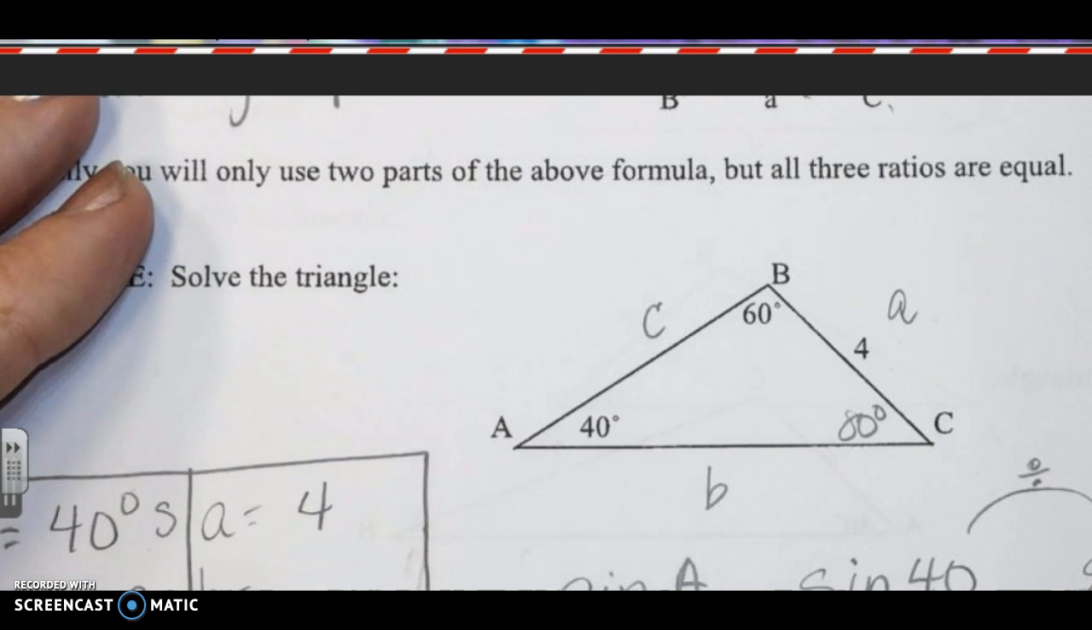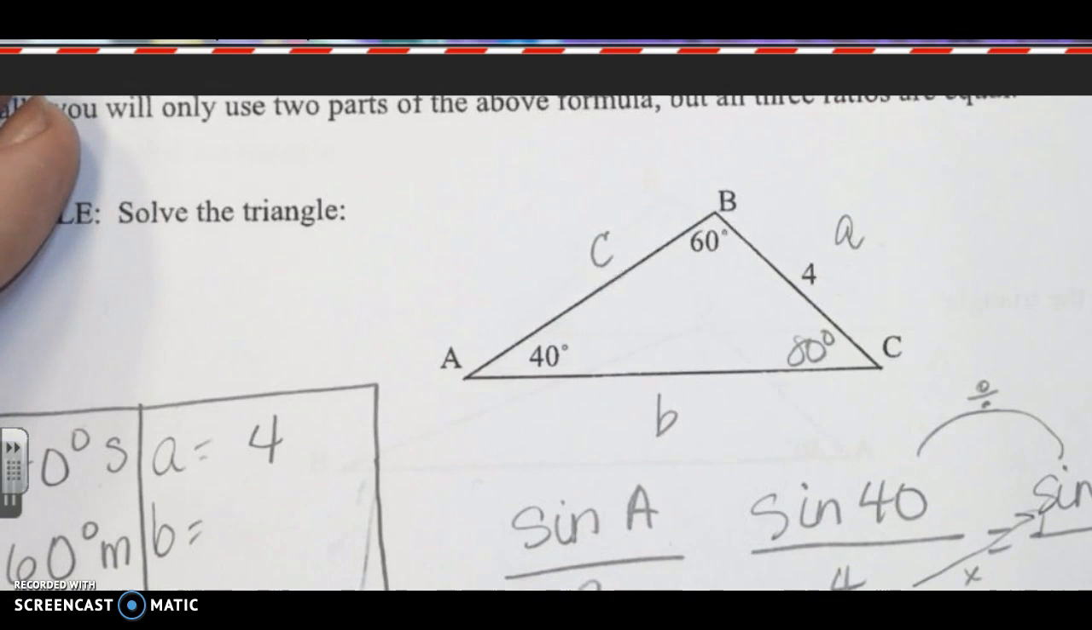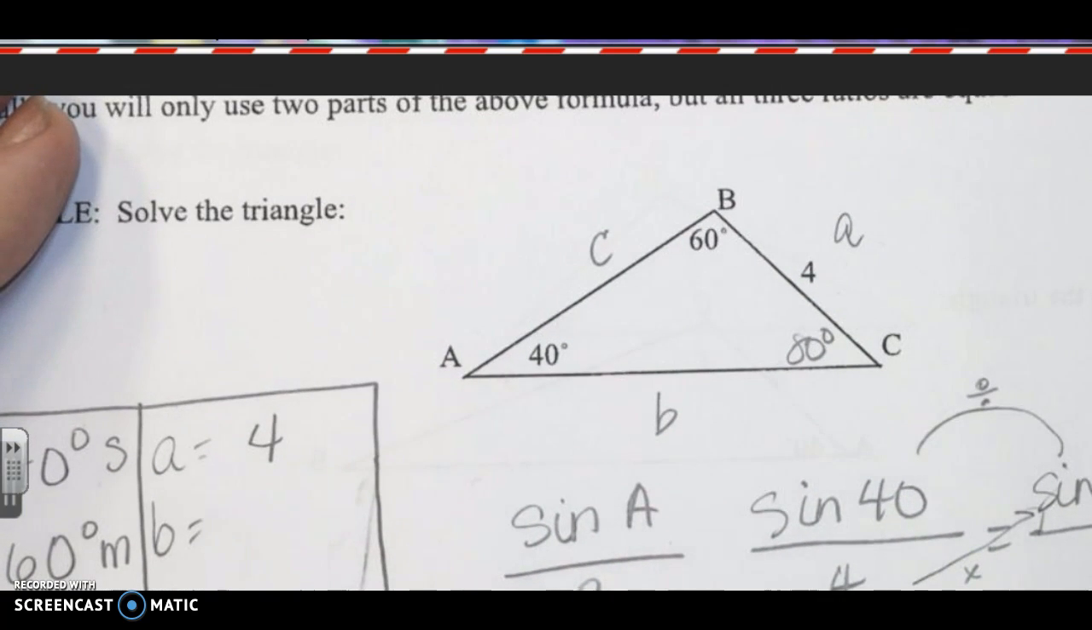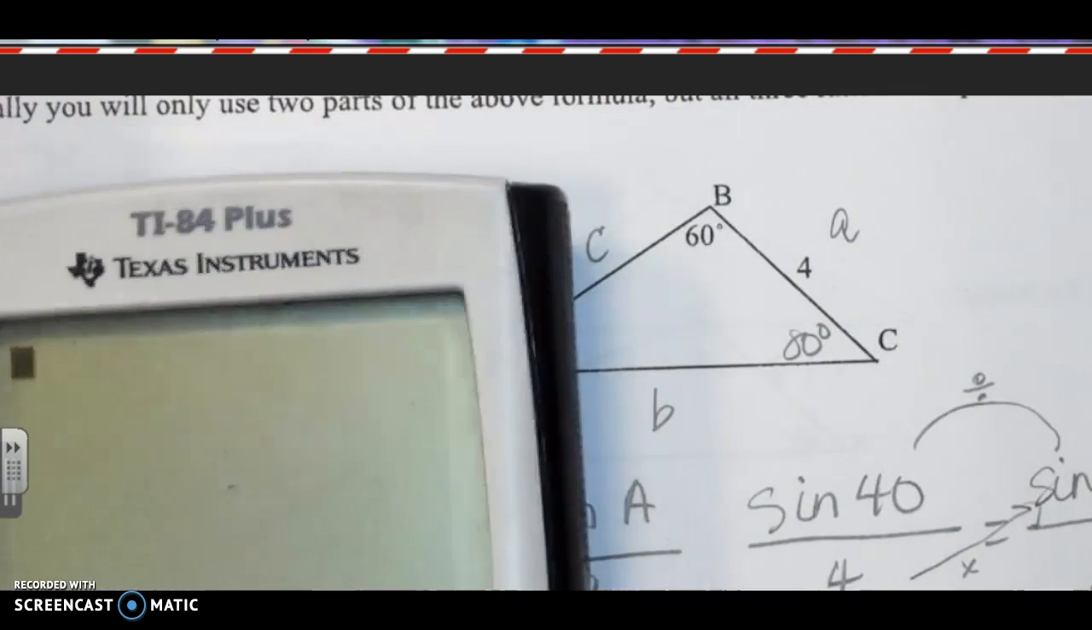Okay? When you put that in your calculator, I always do the sine 60 first. You can definitely do 4 times sine 60, but you have to put parentheses in and be careful about that. I just find it easier to put the sine 60 in first.